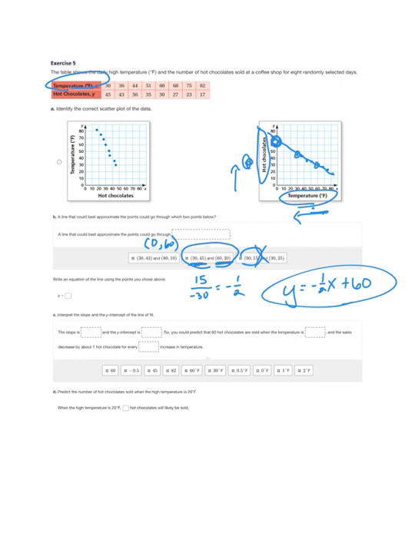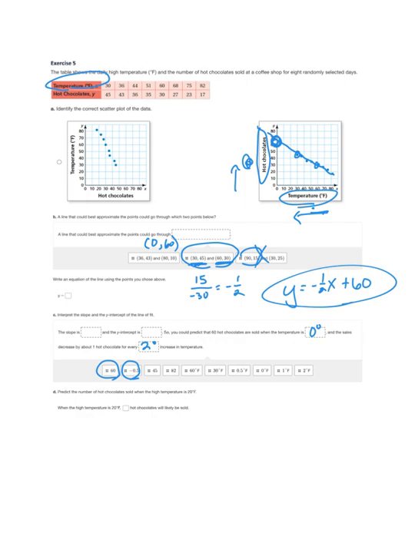So the slope is negative 1/2 or negative 0.5. The y-intercept is 60. So you could predict that 60 hot chocolates are sold when the temperature is 0 degrees, and that sales decrease by about 1 hot chocolate for every 2-degree increase in temperature.